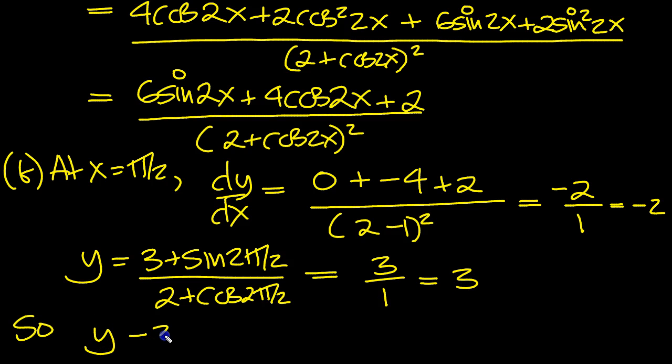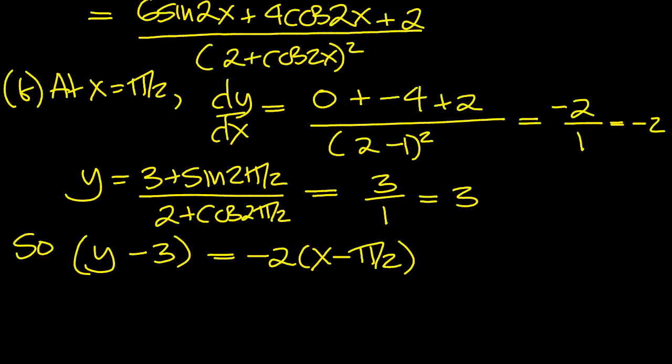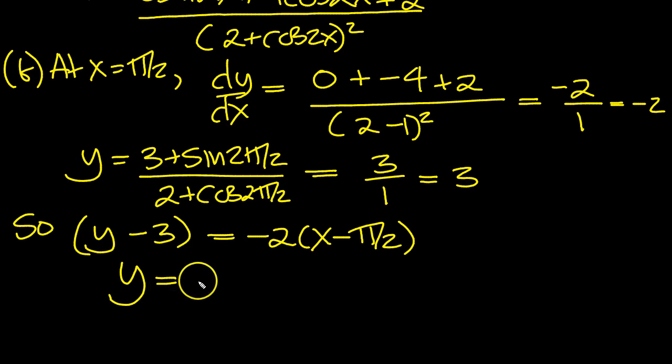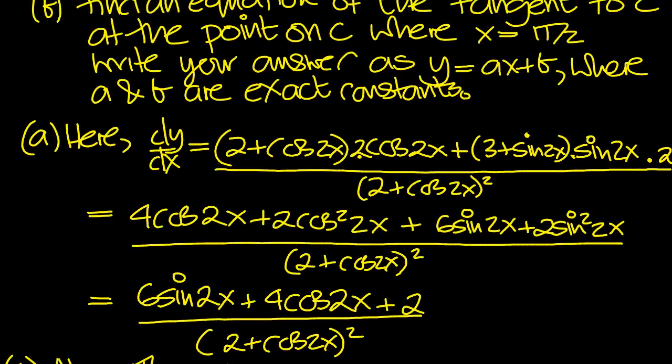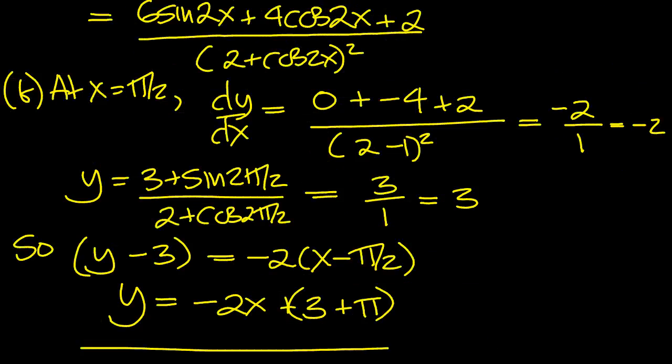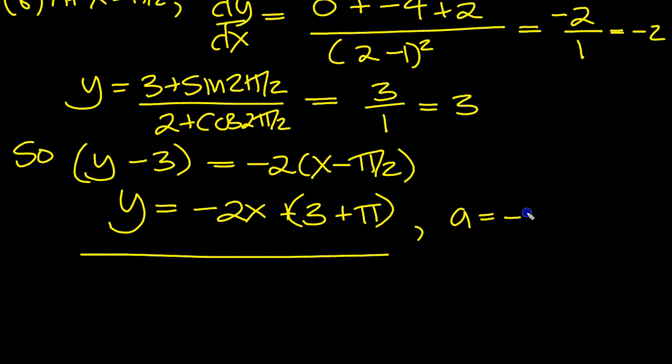So y minus 3, because it goes through this y coordinate, equals the gradient, minus 2, times x minus the x coordinate. It goes through pi over 2. There we are then. Now we need to rearrange. So y is equal to minus 2x when you expand the bracket, move the 3 over, plus 3, and then it's going to be plus pi. So y equals minus 2x plus 3 plus pi. Let's see if we've got it in the correct form. Well, a and b are exact constants. It doesn't ask us to work it out, but I'll just specify it. A is minus 2 and B is equal to pi plus 3.